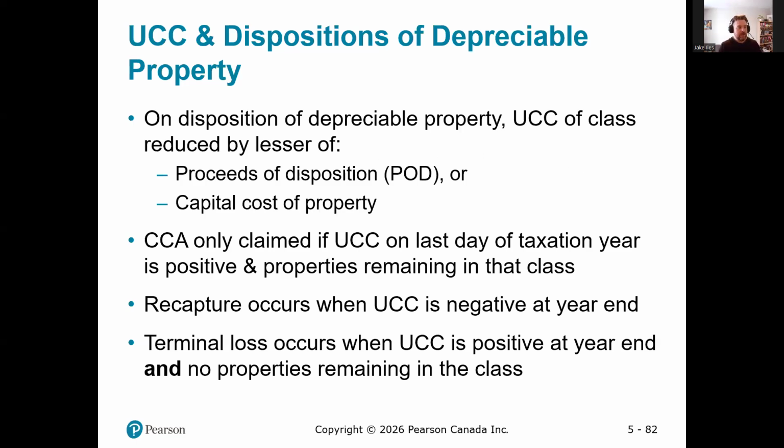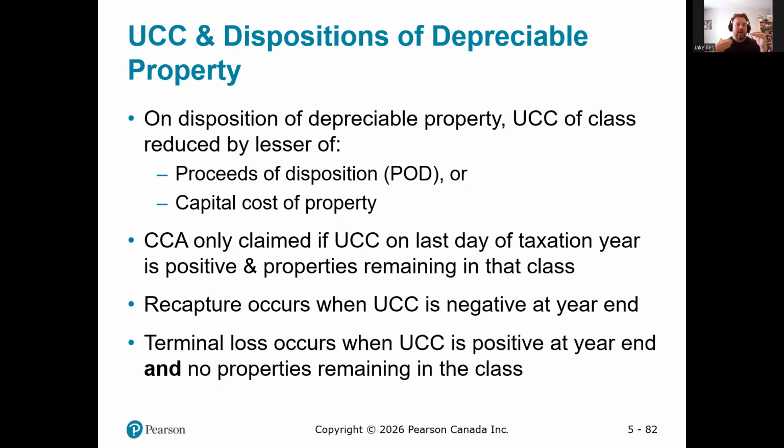Just to review, when we dispose of a depreciable property, we recognize it in the UCC of the class by subtracting the lesser of proceeds of disposition or the capital cost of the property. Because the capital cost represents the asset we originally put in the bucket, we can't take out more than we've put in. So capital cost is always the limit for how much we can take out when we sell a particular asset.